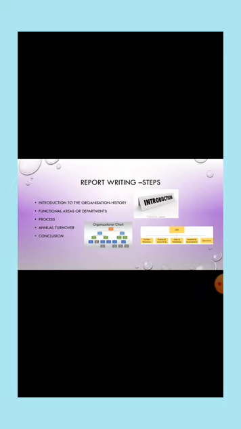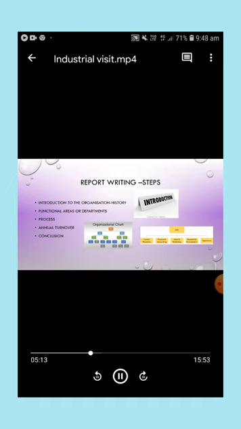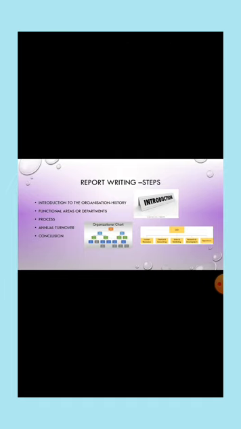The report writing steps are: you begin with an introduction to the organization, which includes the history of the organization, the founder's details, year of establishment, and to move on you will be writing about the various functional areas or departments. The departments include human resource, finance and accounting, sales and marketing, research and development, operations, advertising, and so on. If you have observed and learned the process, you will also be writing about the process used in manufacturing, the annual turnover of the company, and finally you will write a paragraph on conclusion.